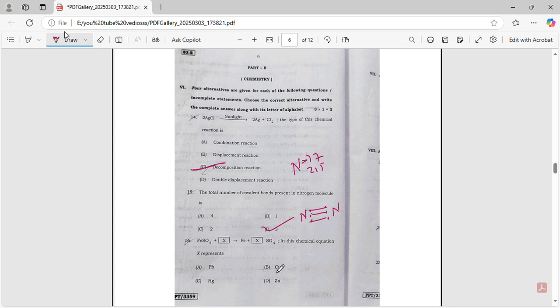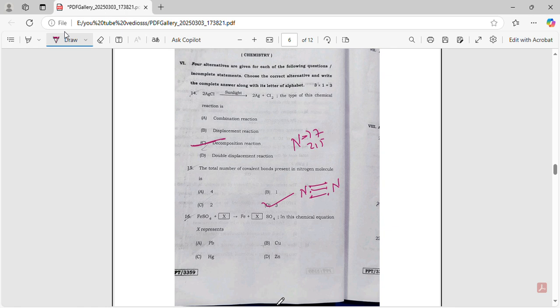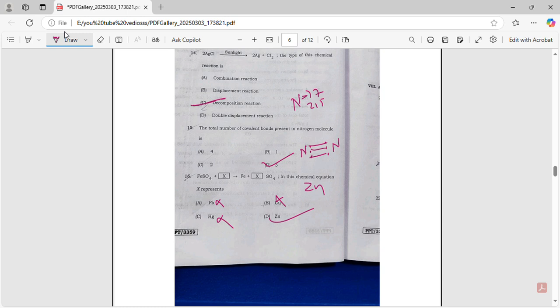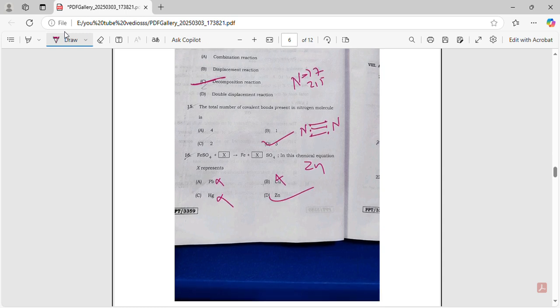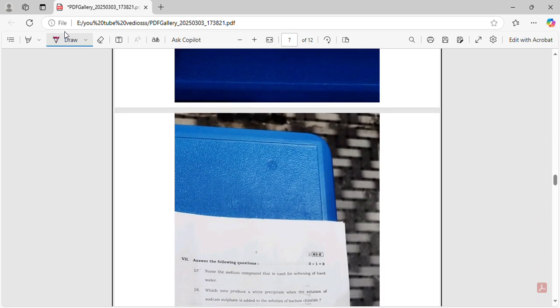FeSO4 plus dash is giving Fe plus XSO4. So which can displace the iron? Copper is less reactive, no chance. Lead and mercury or zinc can displace. So answer is zinc. Okay, zinc is more reactive than iron. A displacement reaction takes place if you make a reaction of iron sulfate with zinc. Hope you guys understood this question also.